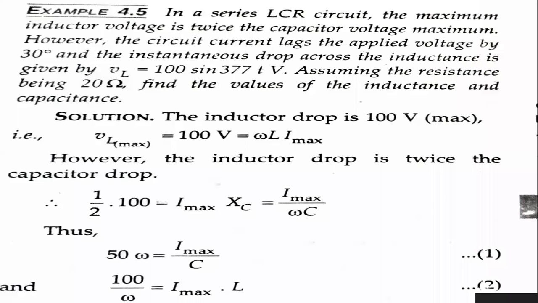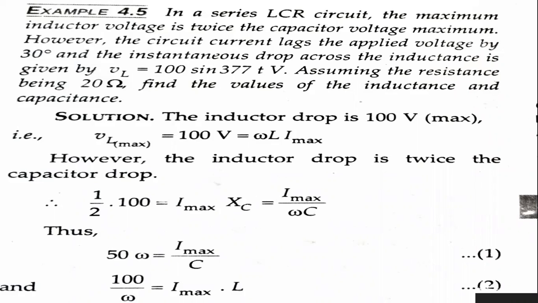Now the last numerical related to the steady state series RLC response: in a series RLC circuit, the maximum inductance voltage is twice the maximum capacitor voltage. However, the circuit current lags the applied voltage by 30 degrees, and the instantaneous drop across the inductance is given by VL equal to 100 sine 3770 t volt. Assuming the resistance to be 20 ohm, find the value of the inductance and the capacitance.